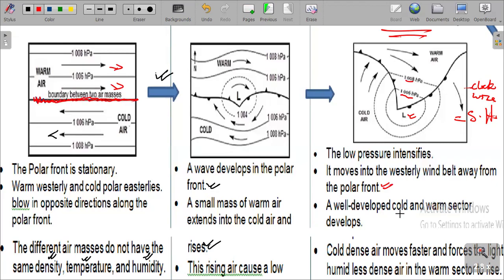then a well-developed cold and warm sector develops. A well-developed cold and warm sector develops there. As you can see, we have got our warm air, and then we also have our cold air. So we have got two sectors, a warm sector and a cold sector there.